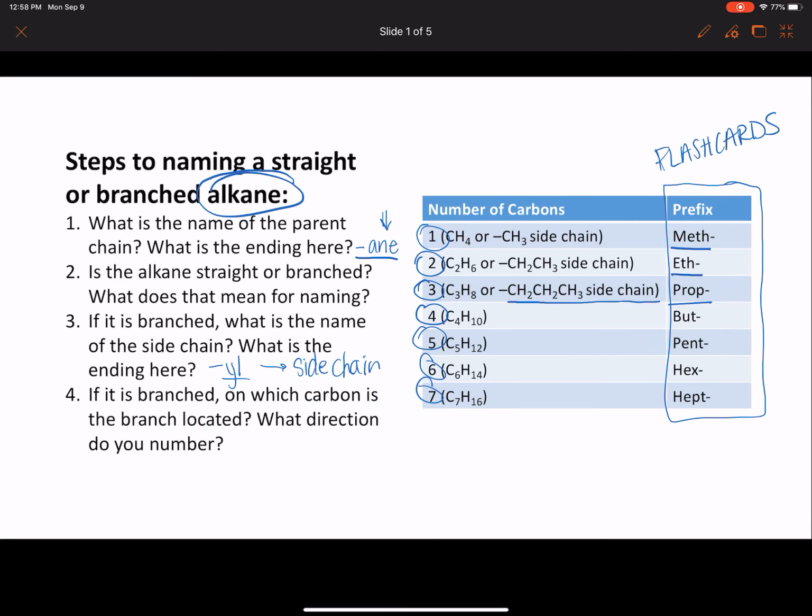Last thing you'll have to do is that if it is branched, you'll have to tell me where. And you're going to number so that the side chain gets the lowest number. Maybe you have to do it from left to right. Maybe you have to do it from right to left. We just need this side chain to get the lowest possible number. We'll see that in just a minute.